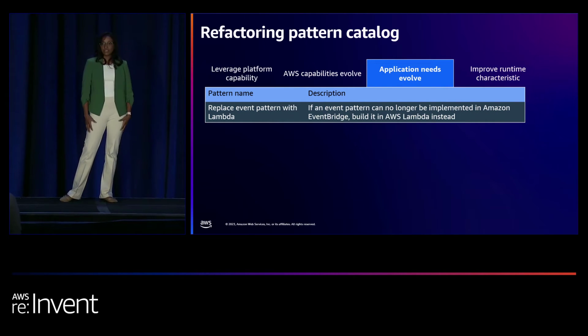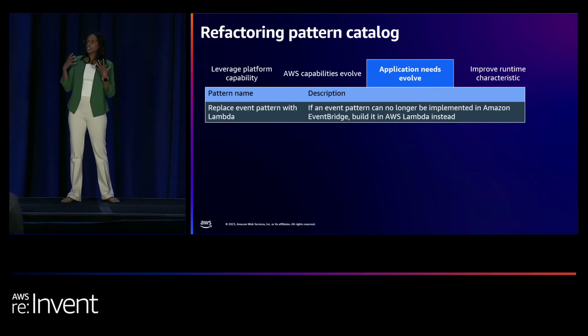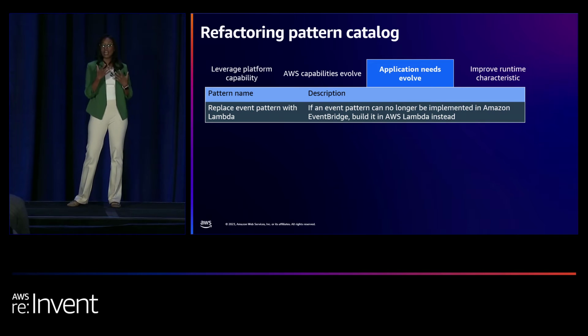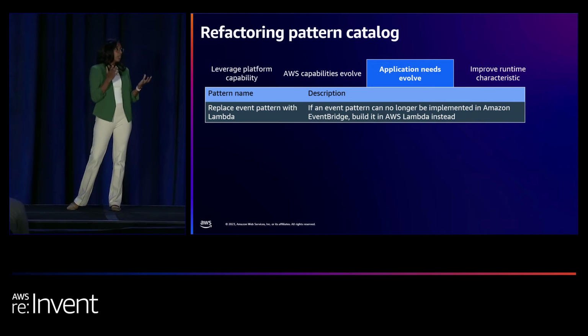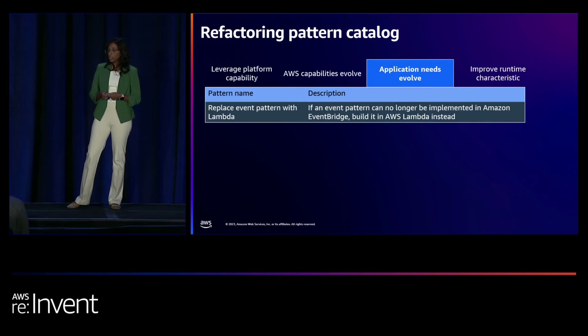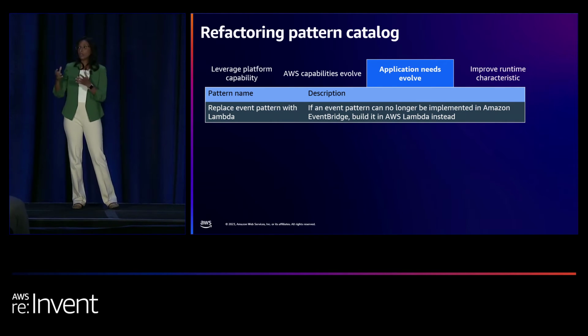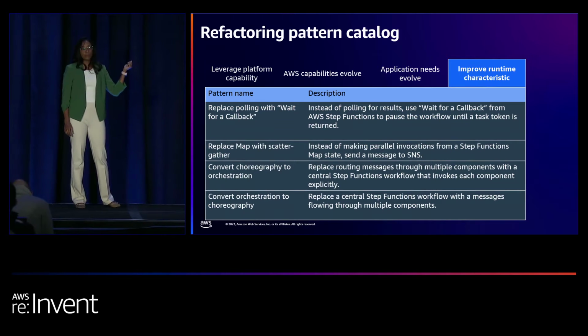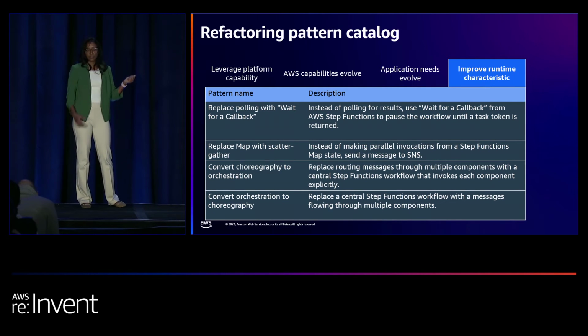Talking about the reverse, your application needs have evolved. Say, for example, you have a very sophisticated pattern matching that cannot be done through EventBridge rules. We have seen customers do that too. They take that logic out and build it in a Lambda function. And if you're looking to improve your runtime characteristics, we have quite a few refactorings for you.